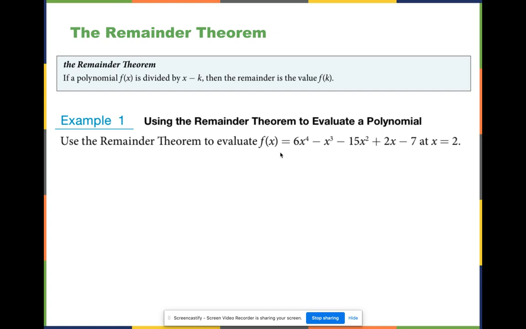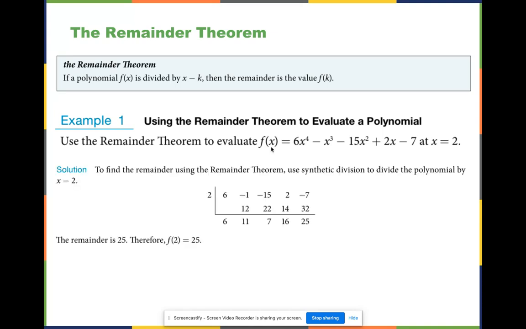Use the remainder theorem to evaluate this polynomial at x equals 2. What this tells us is if we divide this polynomial by x minus 2, that's the same thing as just evaluating f of 2. So what that means is, let's divide this polynomial by the linear term x minus 2.